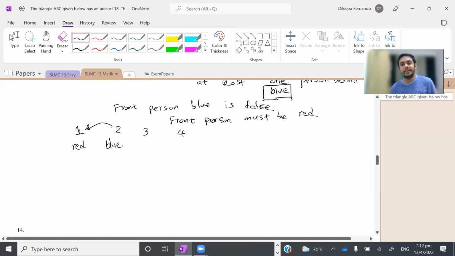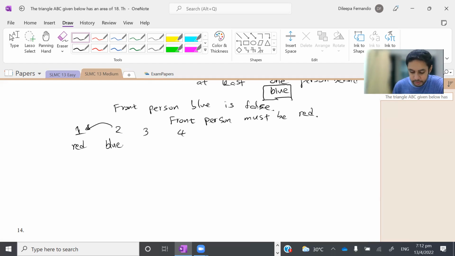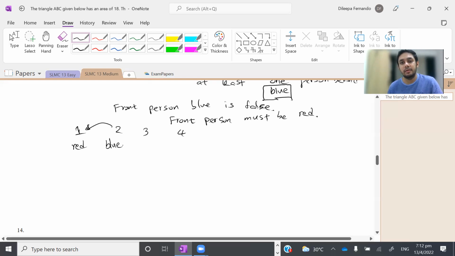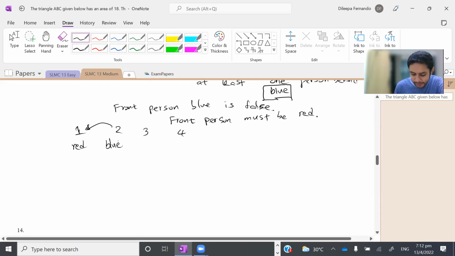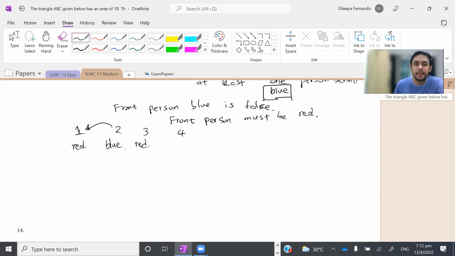Third person. So you can see inductively you can determine all the colors, because for each person the color of the person in front of him can be determined. That means all the colors can be determined. So third person sees blue, but he says he's red. That means he's saying false. So you can see this goes on and on.